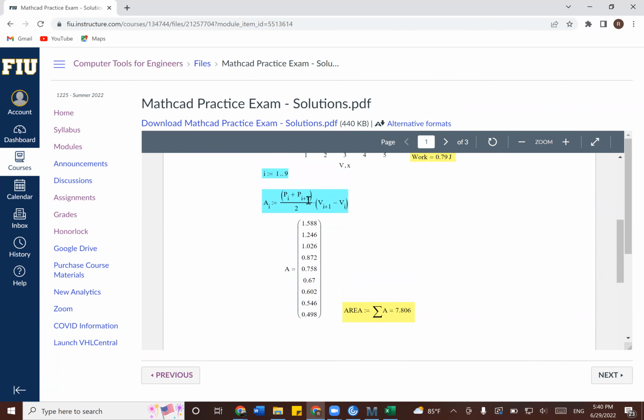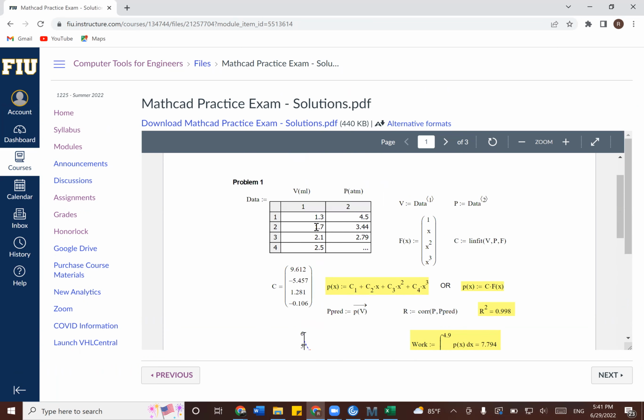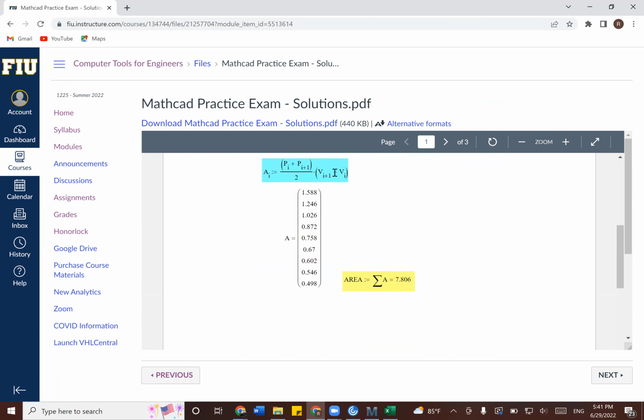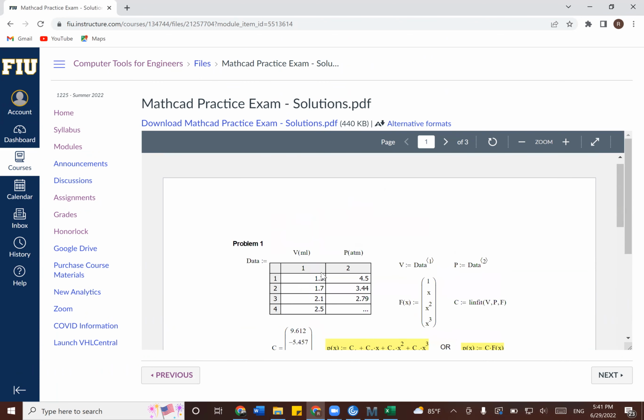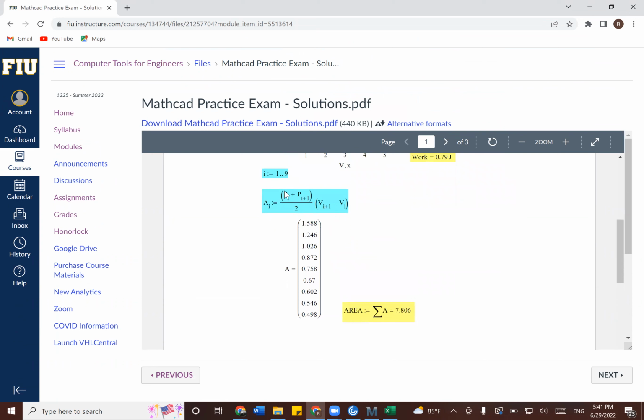So you divide the, what are the bases? I don't know. The two heights, I don't know. So you add them and then divide it by 2. Then you multiply it by the difference between the x's. So V i plus 1 would be V2, so it'd be 1.7 minus V1, which would be 1.3. Yep. Okay. It gives that value. Easier then. Yeah, this way is easier.